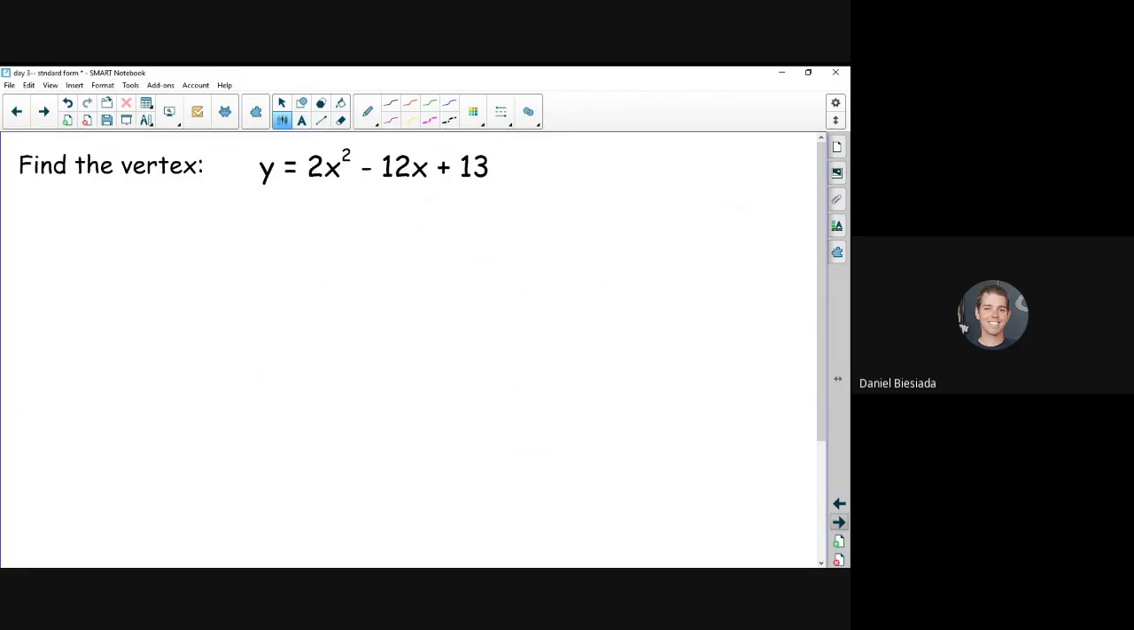Now we've got y equals 2x squared minus 12x plus 13. We'll go through the steps again. Just as in the previous problem, the first thing that I want to do is identify what a, b, and c values are. A is 2, b is -12, and c is 13. So step 1.